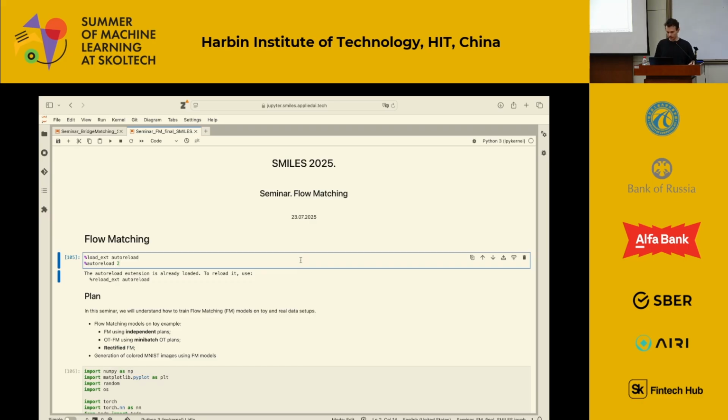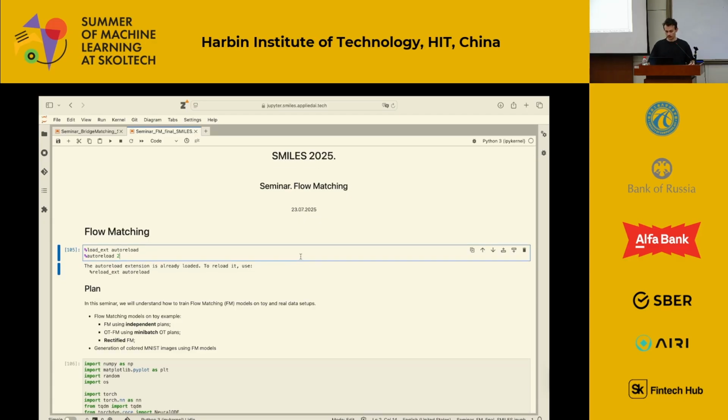Today there will be two seminars. First will be a seminar on flow matching, complementing yesterday's lecture on flow matching. And the second seminar will be connected to the second lecture. This is the seminar on flow matching.